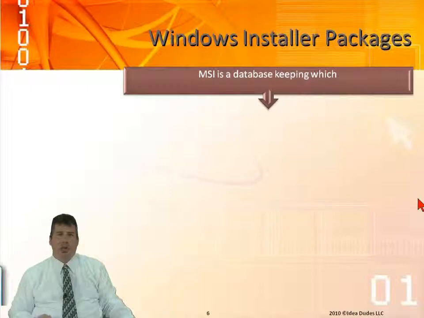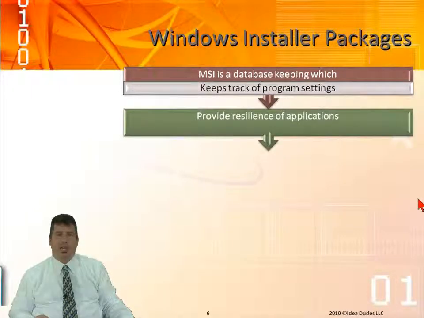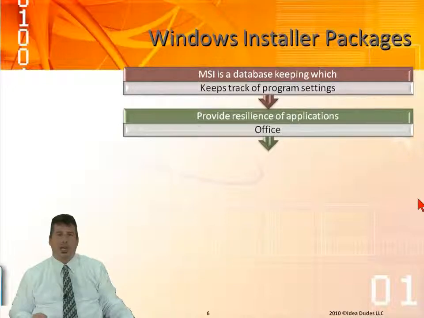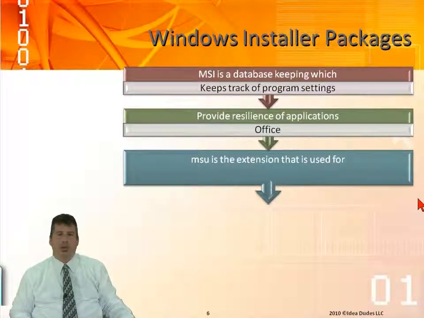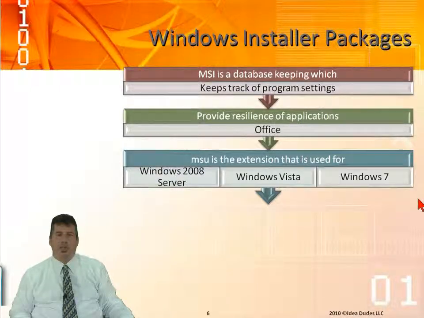So the Windows Installer Package is an MSI. Like I said, it's a database which keeps track of the program settings. It provides resilience of applications like Office, for example. MSU is the extension that is used for Windows Server 2008, Windows Vista, and Windows 7. Now the MSI is used for previous versions of the operating system, but the new MSU is the extension that's used with the newer operating systems.